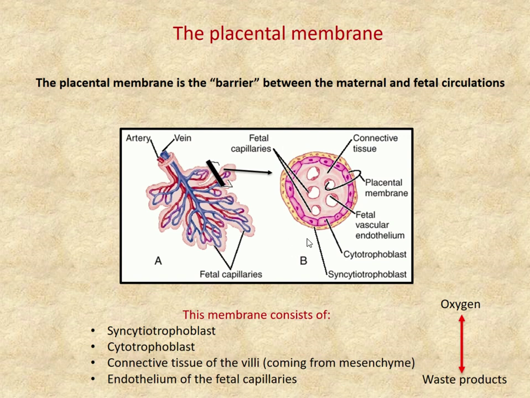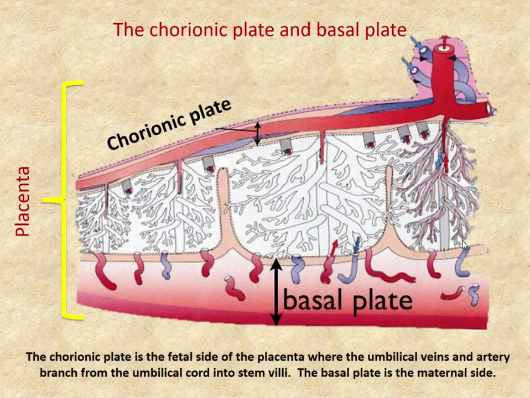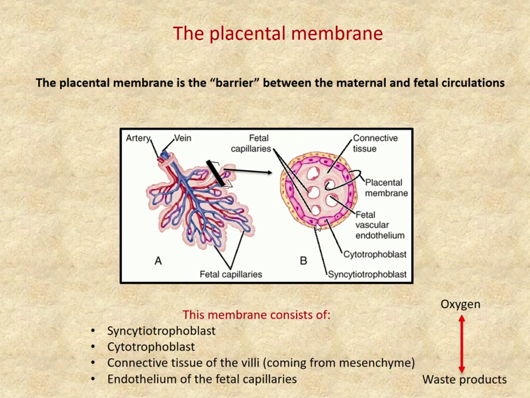So substrates are going to have to cross the syncytiotrophoblasts, a little bit of connective tissue, and the endothelial wall of the fetal capillary that's going to go to the fetus. So that's what substrates have to cross back and forth to be able to have exchange between the mom and the fetus.